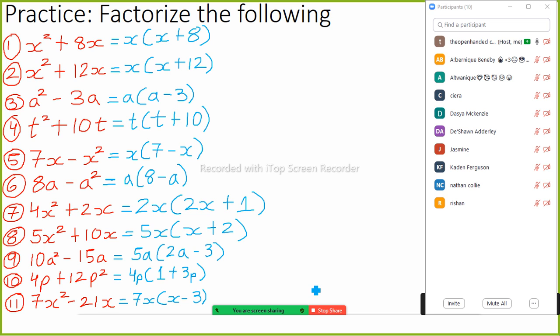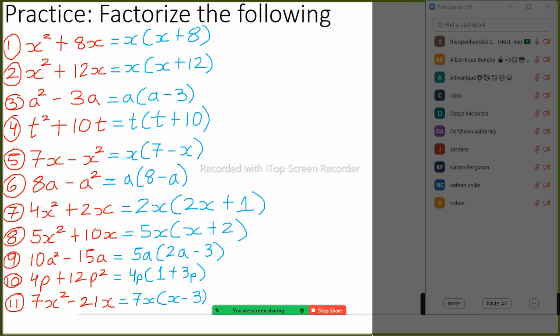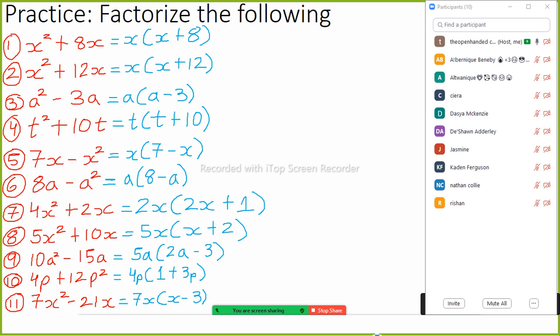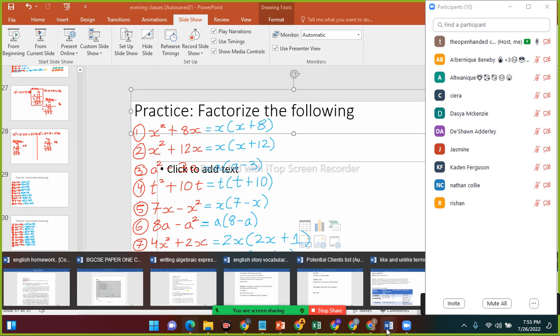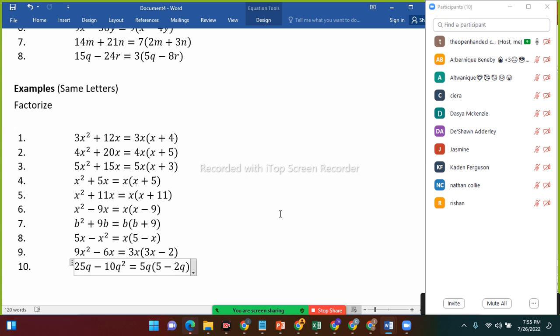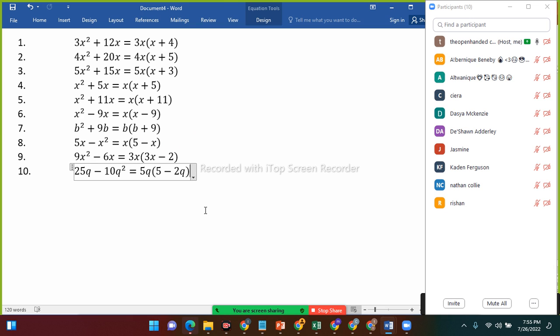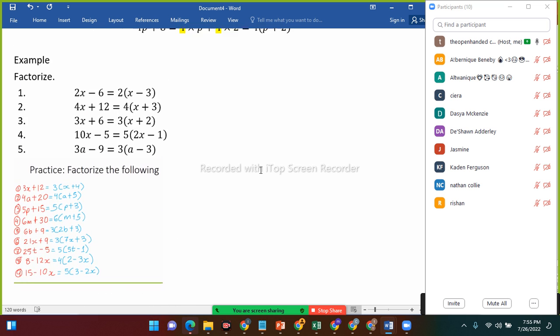Alright, so that's it. I'm surprised that we were able to cover all that tonight. So that's section 3, right? Section 3 was factorization, and we were able to do it tonight. Hopefully, you all get a better understanding of how to factorize algebraic expressions, when we have different letters, when we have the same letters, or when we are just doing it with a constant. Alright, so we're going to transition over to English studies today.